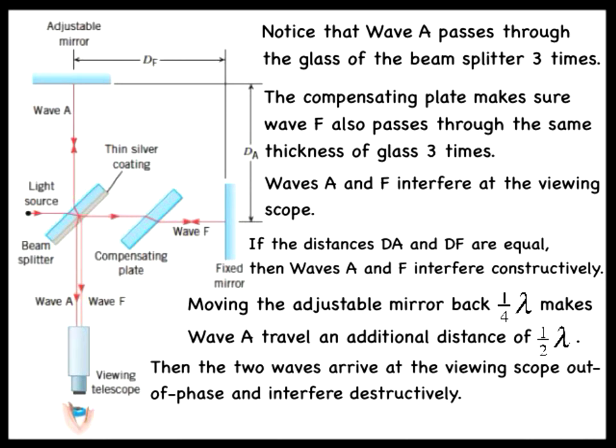If the mirror is moved continuously, then the difference between dA and dF keeps changing, and the field in the telescope changes from bright to dark, etc., as the constructive and destructive interference conditions are satisfied in sequence. By carefully measuring the changes in the distance dA between successive bright and dark fields, the wavelength of the light can be accurately determined.